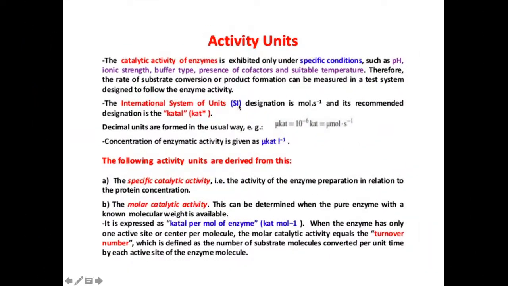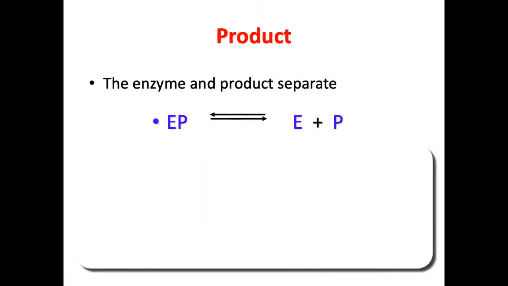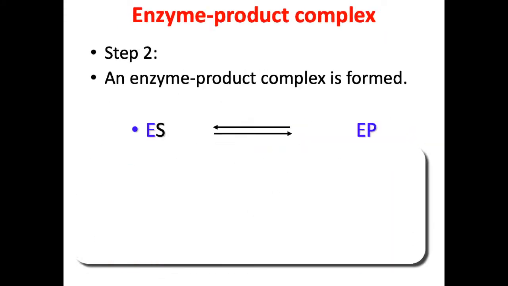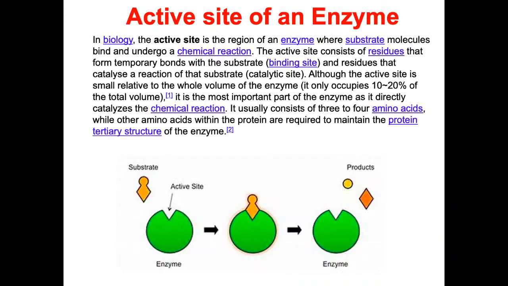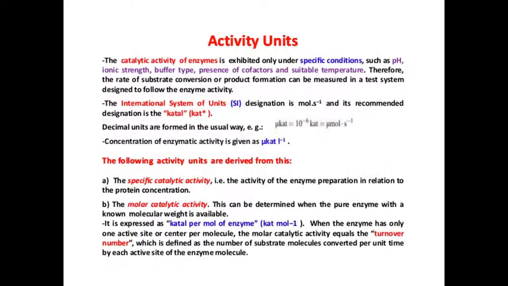So let's start. Yesterday we were talking about enzyme activity, the kinetics of enzyme. We had just discussed the basic SI unit of enzyme. According to the international system of units, SI, it is designated as mole per second, and it is called the Catal. KAT is the short form. The concentration of enzyme activity is given as microcatal per liter. So the following activity units are derived from this.